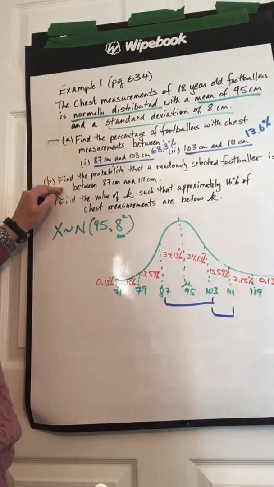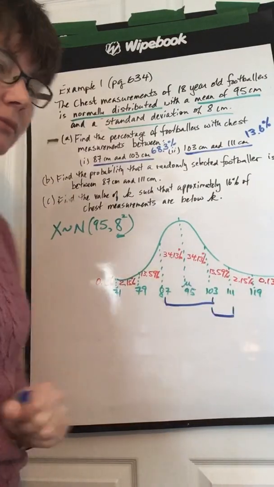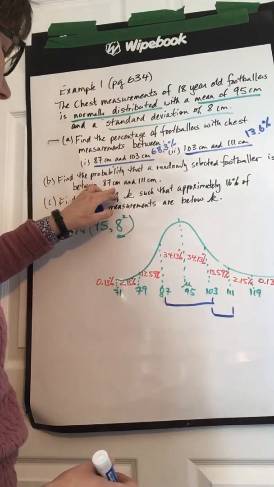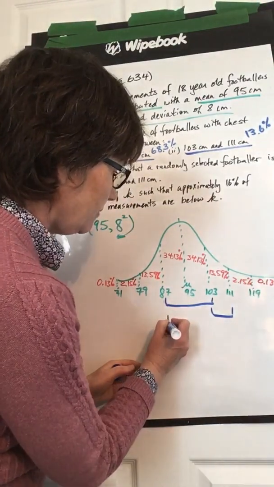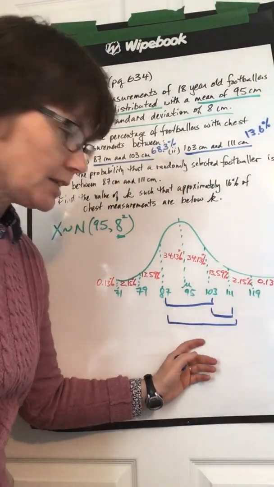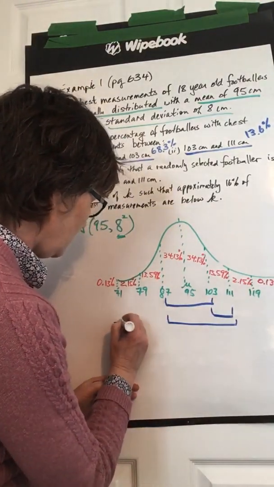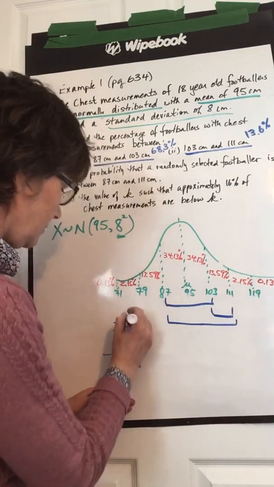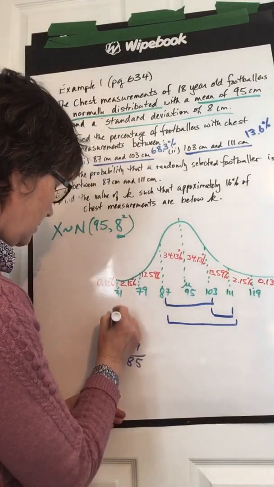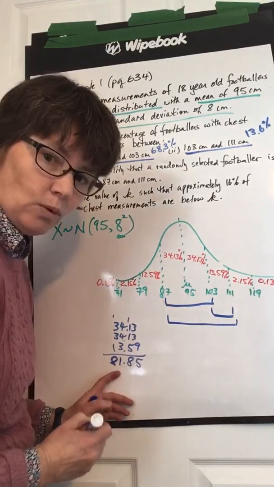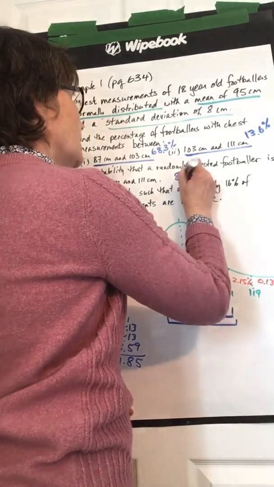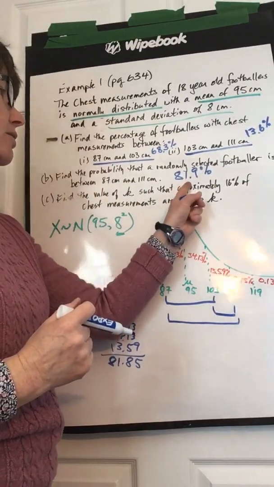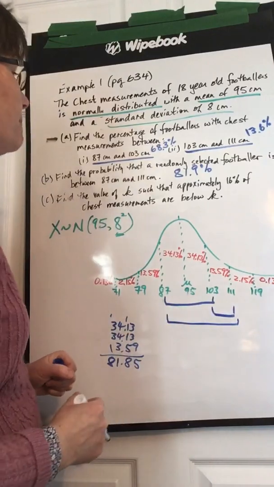Part B, find the probability that a randomly selected footballer, so again, that's important, we're dealing with random variables, is between 87 and 111 centimeters. There's 87, there's 111. What do those probabilities all add up to be? So 34.13, 34.13, and 13.59. That gives 81.9% rounded to 3 significant digits. And the question was asking, find the probability that a randomly selected footballer is between 87 and 111. So 81.9% of footballers, based on this sample, will give us that.